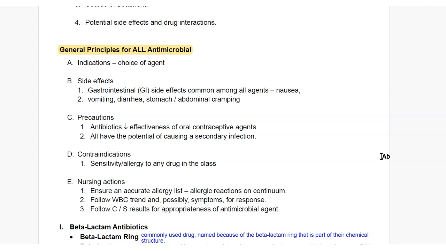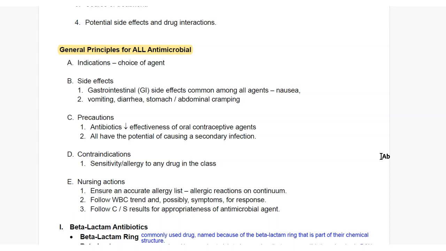Now, contraindications: sensitivity and allergy to any drug in the class, obviously. So if they're already allergic to one type of penicillin, then they shouldn't be receiving another type from that same class, because there tends to be basically an allergy to the whole class as a whole.